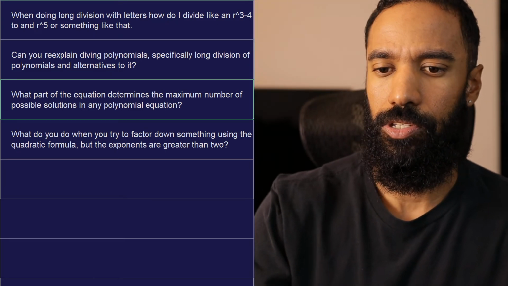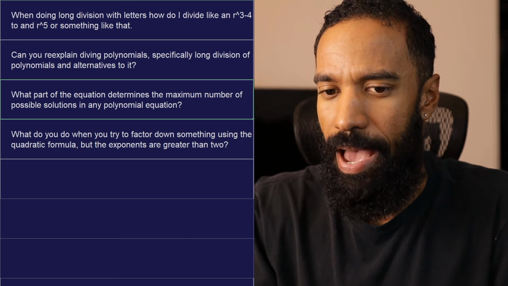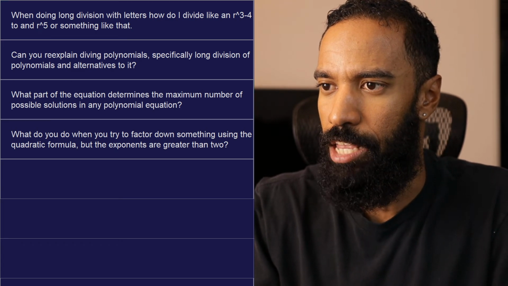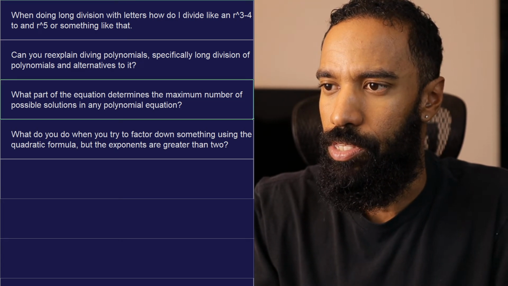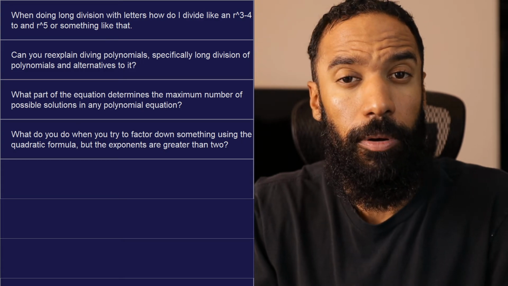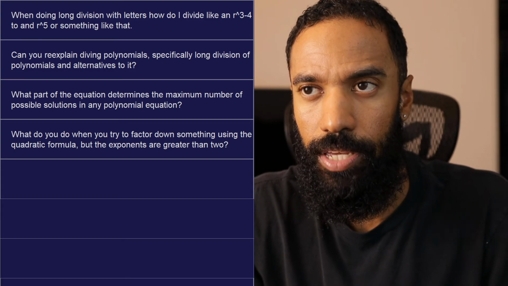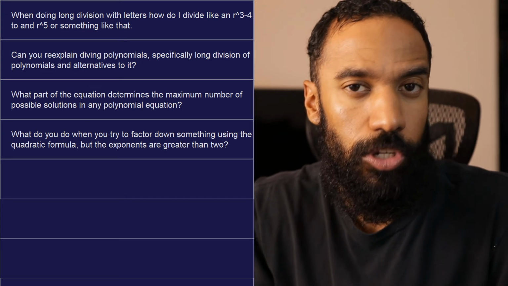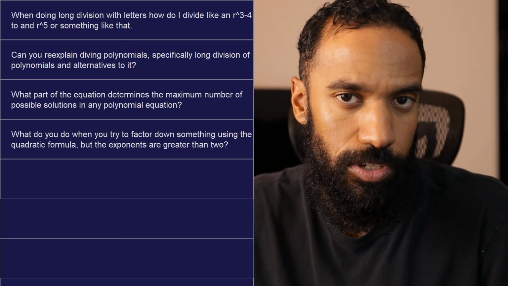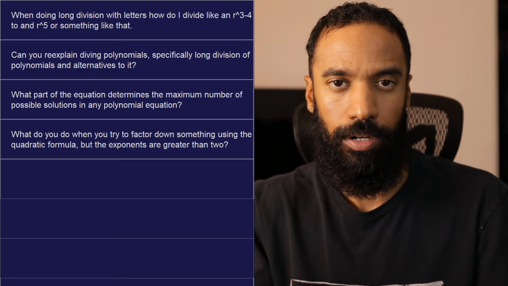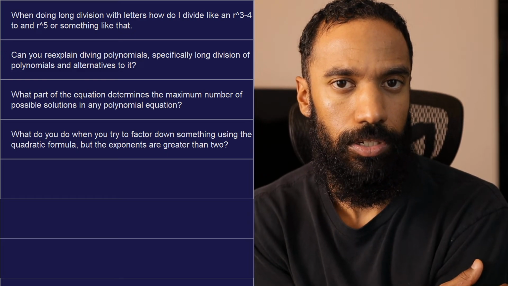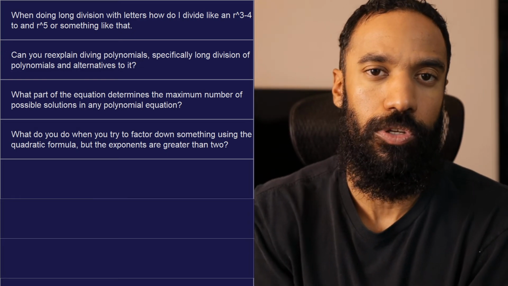All right, 2 more questions. What part of the equation determines the maximum number of possible solutions in any polynomial equation? It's the leading term of your polynomial. So that's the fundamental theorem of algebra that states if you have a 5th degree polynomial, that means you have an x to the 5th somewhere, right? Even if it's written out of order, that's your largest degree. In that, there are 5 solutions to it.